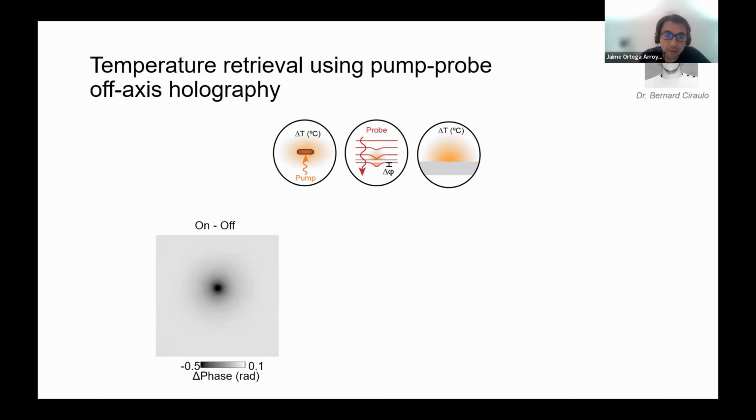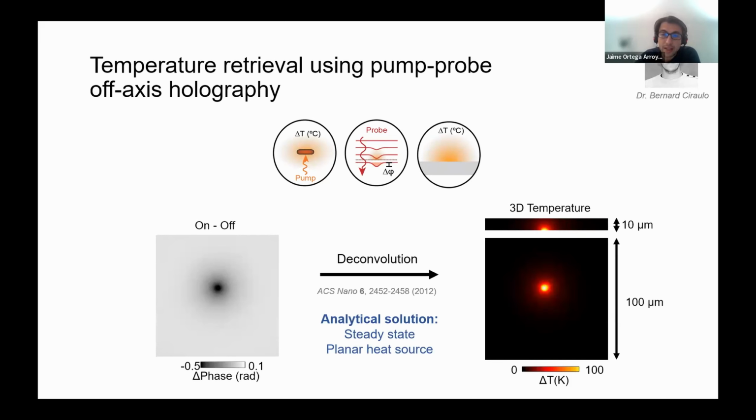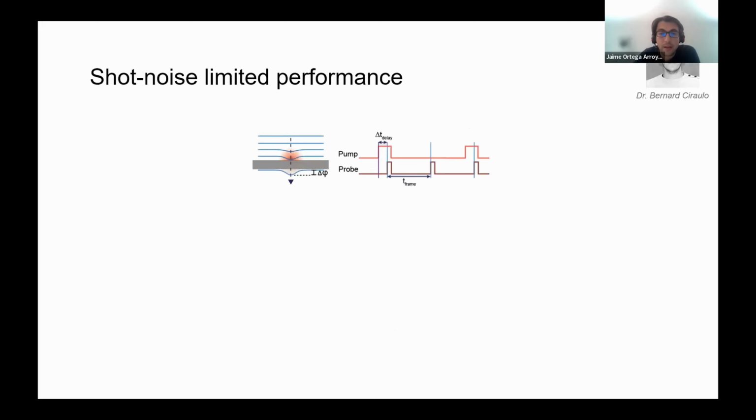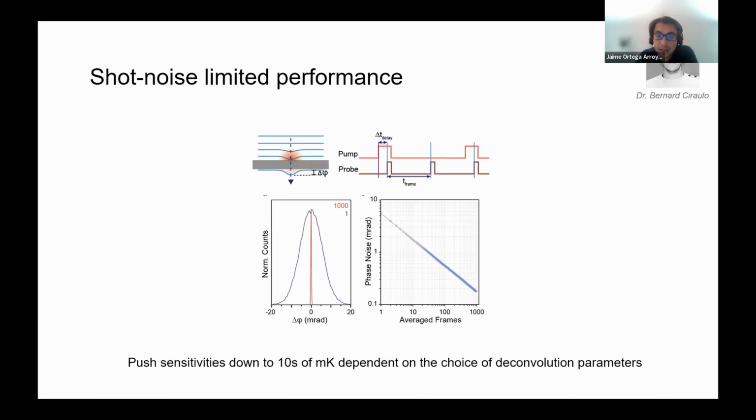And so now the interesting part is how do you convert phase into temperature? And again, this problem was solved by Guillaume. There's actually a nice analytical solution for this if you're in the steady state and if you have planar heat sources. And this involves a process of deconvolution followed by a convolution. And this nicely works. You can extract 3D temperature fields with very exquisite detail. How much of an exquisite detail? Well, since we're working with a pump-probe technique, this is intrinsically shot noise limited. So we were able to push this almost to the level of 10 to the minus 4 radians in phase. And this is roughly equivalent to getting a temperature sensitivity on the order of tens of millikelvins. And this is a little bit dependent on the deconvolution parameters and the size of your heat source. But this is roughly a figure of merit that you can reach down to tens of millikelvin.